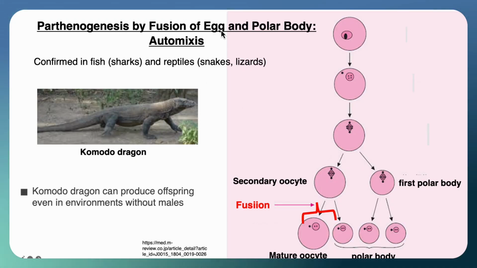Parthenogenesis by fusion of egg and polar body, automixis. In addition to clonal reproduction in triploid carp, some fish and reptiles exhibit automixis, where the egg fuses with a polar body to form a 2N egg that develops into a female individual. In this case, the chromosome combinations in the oocyte change, so the female parent and female offspring are not clones. Therefore, some genetic diversity is maintained among offspring. This type of parthenogenesis allows reproduction without males, but automixis has the drawback of limited genetic diversity in offspring.